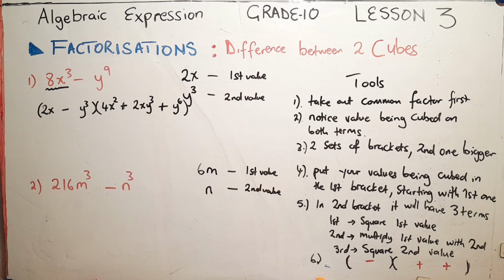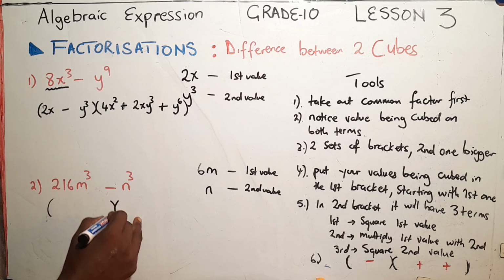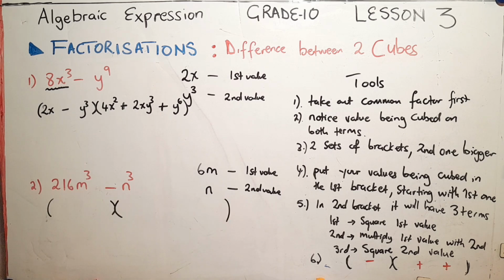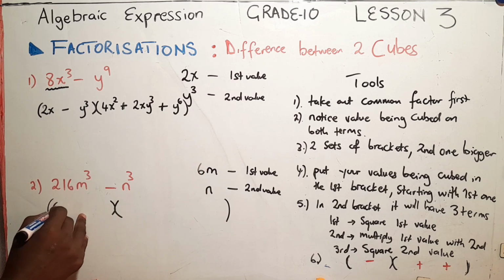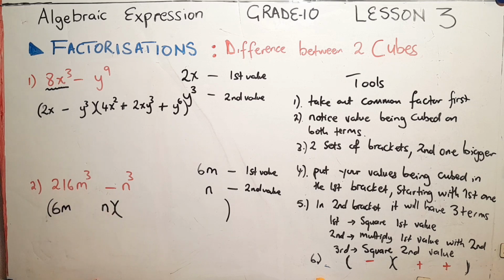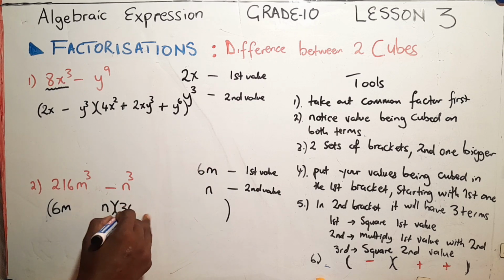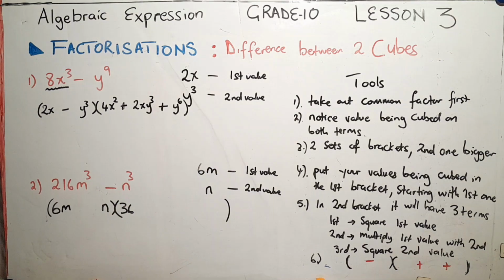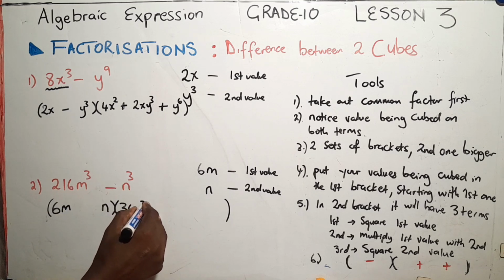So now what do we do next? We set two sets of brackets, the other one bigger than the first one, like that. So to get the terms in this, we just check out these values. So this is 6m and that's n. And our second bracket always has 3 terms. So how do we get our 3 terms? So the first term, we square this first one. So 6 squared gives us 36. And m squared gives us m squared.